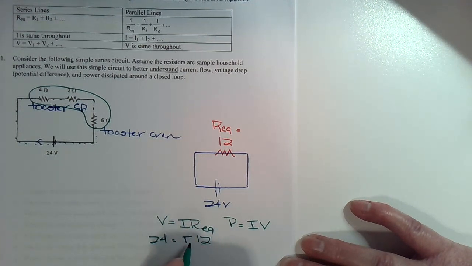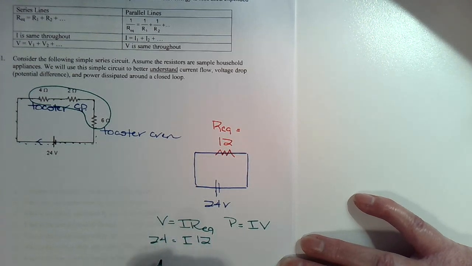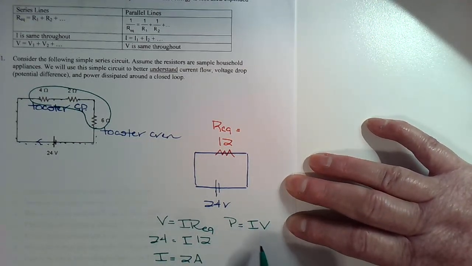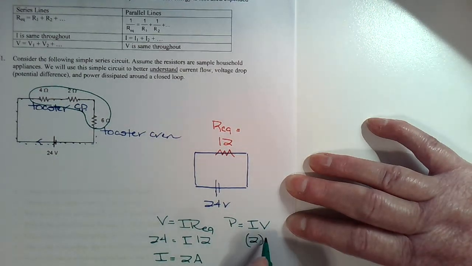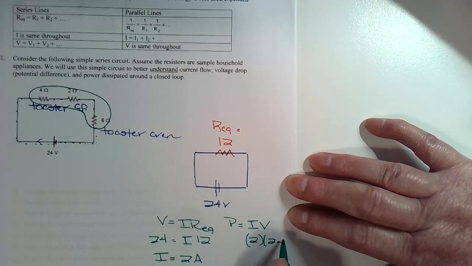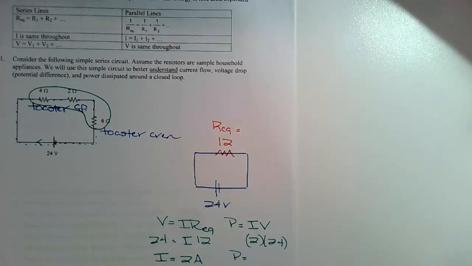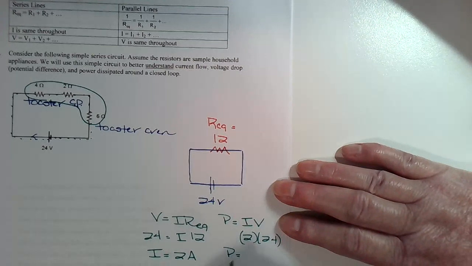So I now can learn the value for the current coming out of the battery. The current coming out of the battery is obviously 2 amps. And then I can go over here and say that the current now is 2 amps. I have a 24 volt battery. And I can now calculate the power that this whole circuit is going to use when I have these three appliances plugged in my kitchen.